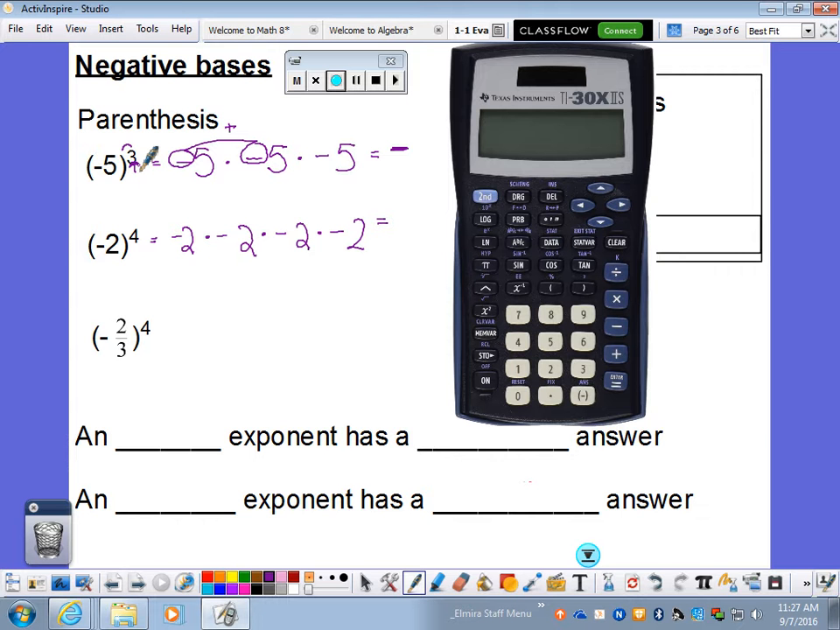So -5 to the third power. We did 5 to the third power in the previous page. It's -125. When you type this into the calculator, it's really important that you use the parenthesis keys.